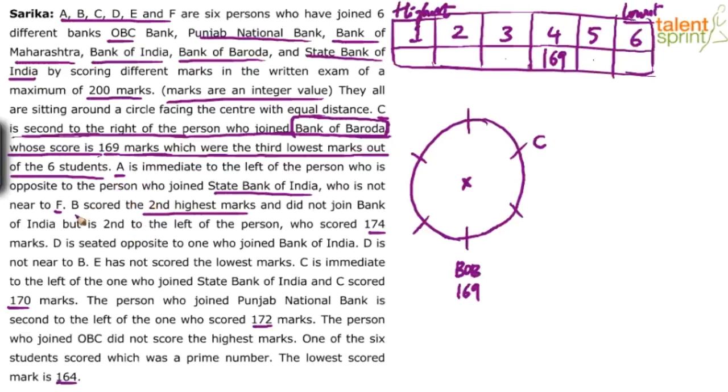B scored the second highest marks and did not join Bank of India. B scored the second highest marks. So second highest marks scored by B. I mean, if at all you want to make a note of it, right?